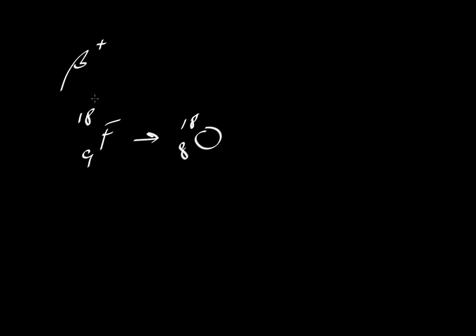Notice that we have something similar here. We're not changing the atomic weight, so the A value stays the same at 18. But here, instead of the atomic number going up, as it did in the previous case, it's going down. We have the emission of a positron plus the emission of a neutrino, not an antineutrino, so no bar above there, plus a little bit of thermal energy.